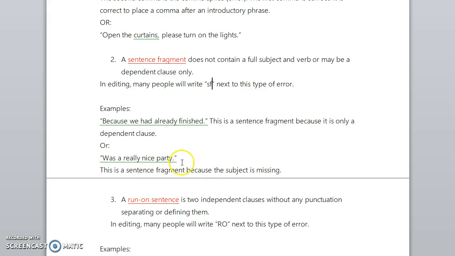Or, was a really nice party. This is a sentence fragment because the subject is missing. What subject should we include? It. It was a really nice party. Then the sentence would be complete.